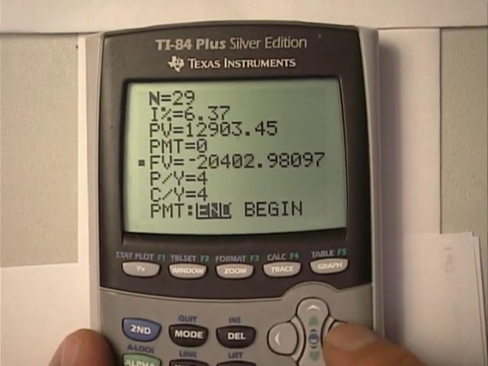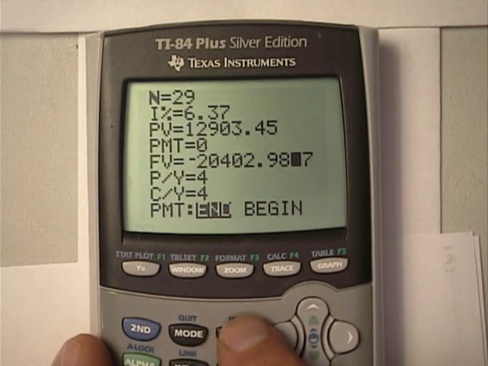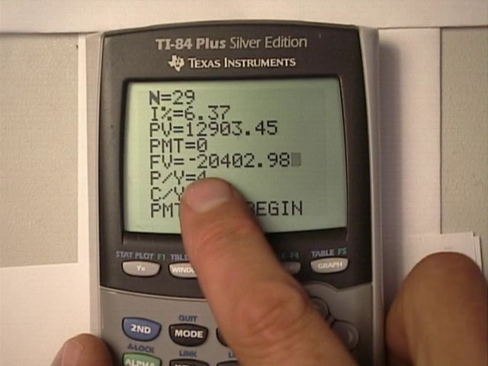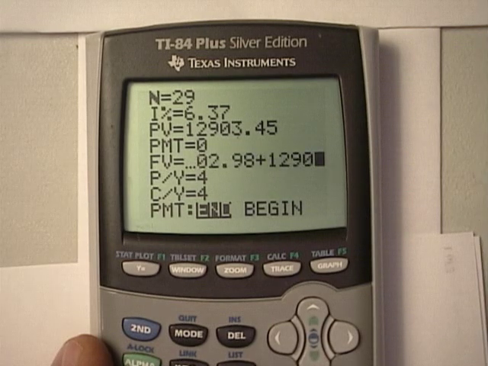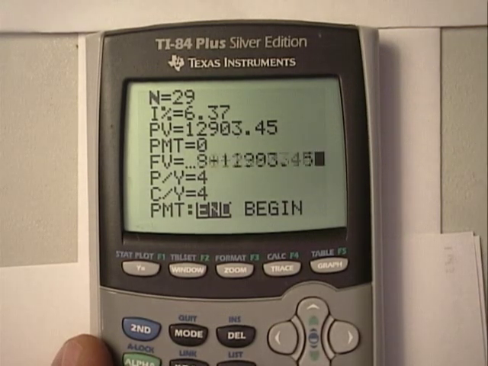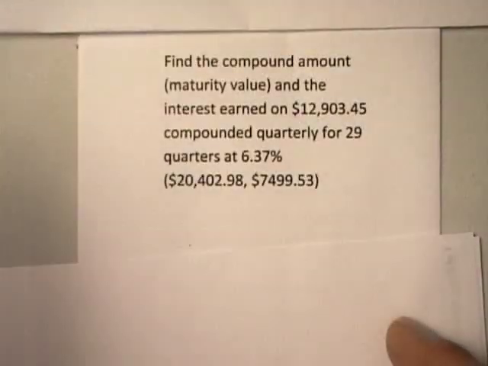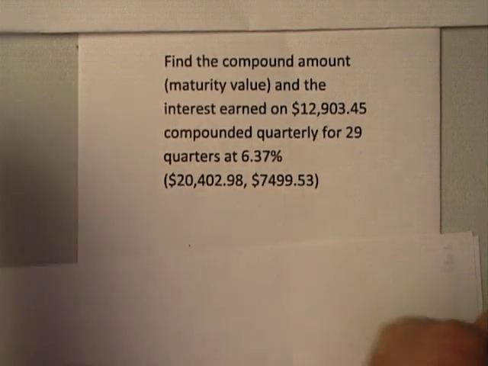And we're also going to be tricky. We're going to go into the future value line, and then I'm going to hit the delete key until I'm down to the pennies. And because the future value is negative, I'm actually going to add back in the present value, 12,903.45. And if I scroll up, it'll do the arithmetic for me. And there we should be. The answer is 7499.53.